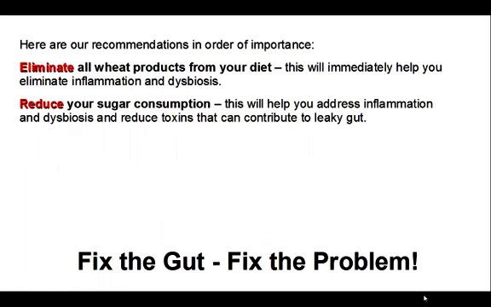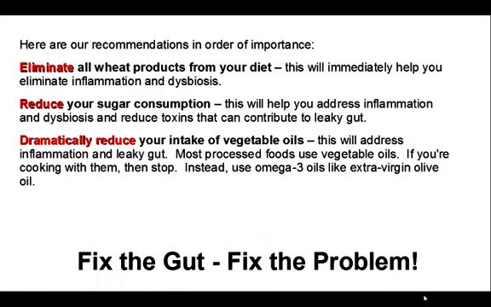Reduce your sugar consumption. This will help you address inflammation and dysbiosis and reduce toxins that are contributing to leaky gut. Dramatically reduce your intake of vegetable oils. This will address inflammation and leaky gut. Most processed foods use vegetable oils, and if you're cooking with them, stop. Instead, use omega-3 oils like extra virgin olive oil.